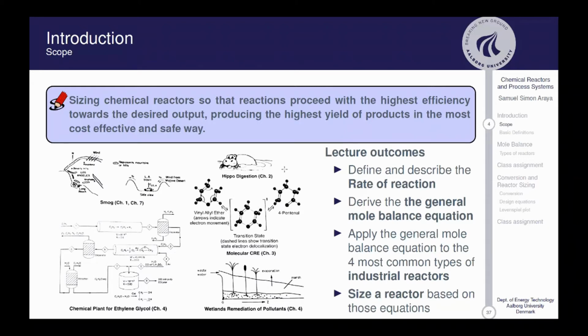So basically, that's what the scope is, and what you will learn from these lectures is that you will learn to define the rate of reaction. Then we will derive some of these general mole balance equations that are valid for any type of reactor, and then we will apply them to each and every one of the main 4 industrial reactors, and then we will learn to size these reactors based on these equations.